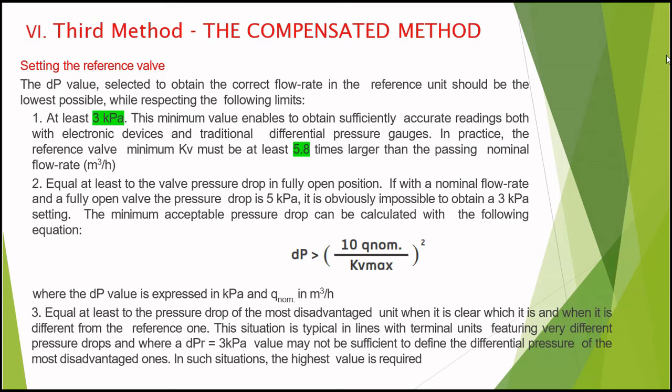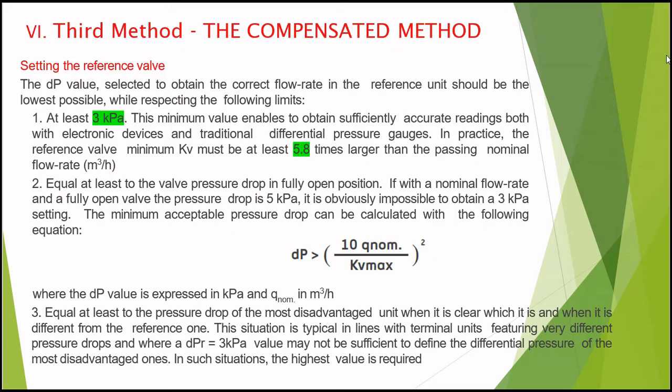Number 1, at least 3 kPa. This minimum value enables sufficiently accurate readings both with electronic devices and traditional differential pressure gauges. In practice, the reference valve minimum kV must be at least 5.8 times larger than the nominal flow rate passing, in cubic meters per hour, equal at least to the valve pressure drop in fully open position.